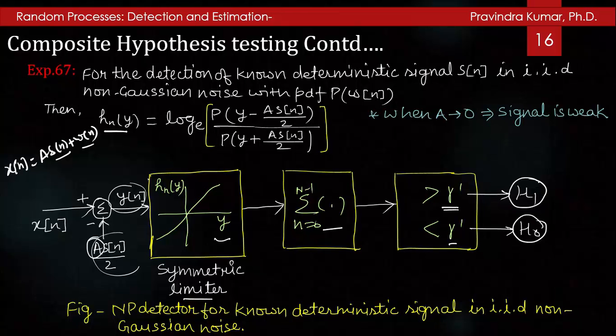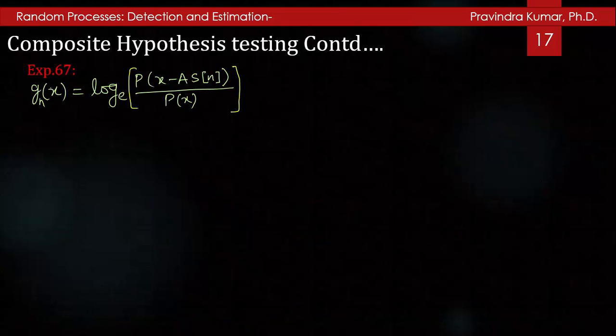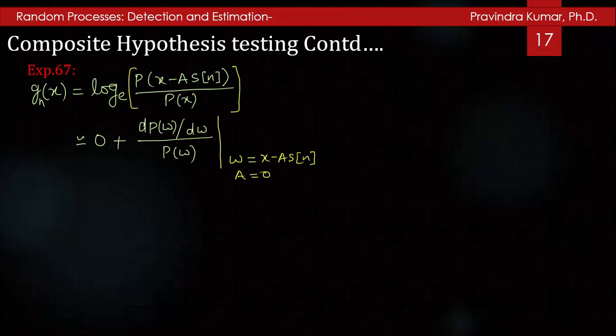And when A tends to 0, we consider the signal is weak and expand g_n(x) in the first order Taylor expansion. So then we can write g_n(x) is equal to log of p(x minus A s_n) by p(x), or you can write it as 0 plus the first derivative of the noise divided by the noise PDF. So it will be equal to minus dp(x)/dx divided by p(x), s_n into A.